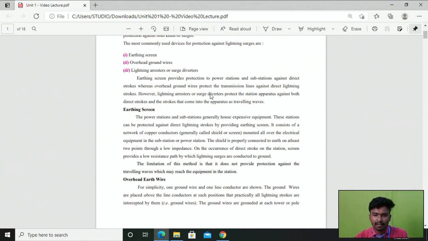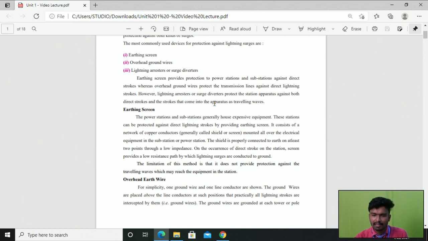The earthing screen is mainly used to provide protection to power stations and substations against direct lightning strokes. Coming to the second device, the overhead ground wire provides protection against direct lightning strokes to the transmission lines. However, lightning arresters or surge diverters provide protection to the station apparatus against both direct lightning strokes and strokes that come into the apparatus as traveling waves.